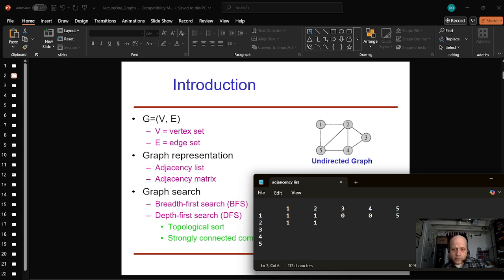So 2 is 2, right? I could argue either representation. 2 goes to 3, and 2 goes to 4, and 2 goes to 5. So I set that up as 1. I'm sorry, this should be a 1 here, not a 5. Okay. So you can see where I'm going with this, right?